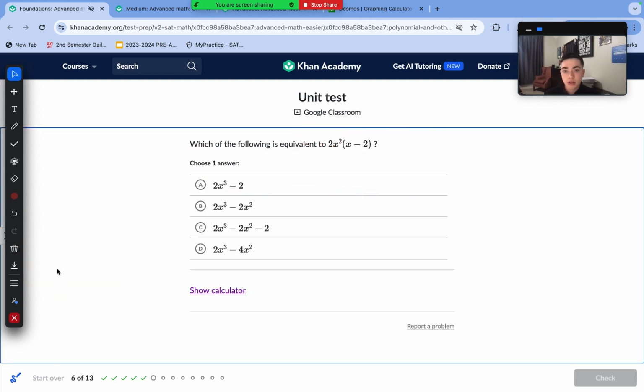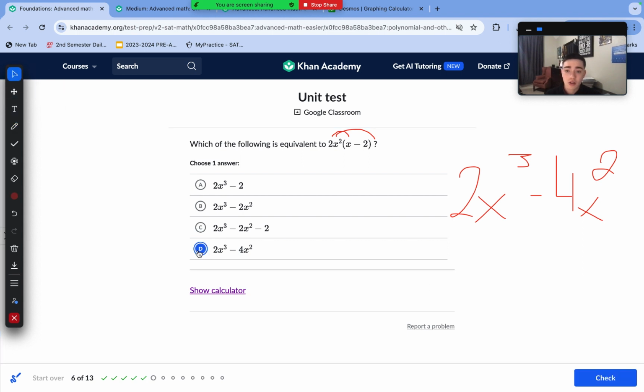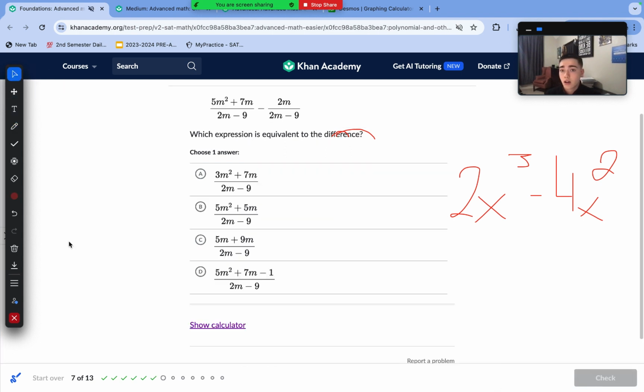So the following is equal to this expression. We are just going to multiply out this 2x squared to each term. 2x squared times x is 2x cubed. 2x squared times negative 2 is negative 4x squared. So then we are looking for this exact expression. Answer choice D is correct. Alright, on to this one. We have two fractions here with the same denominators.